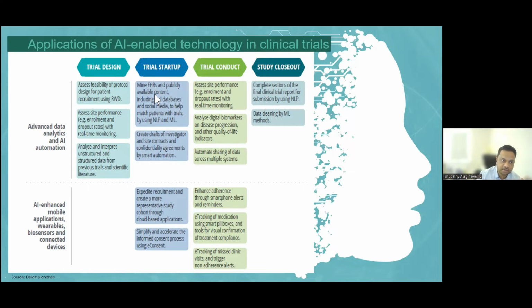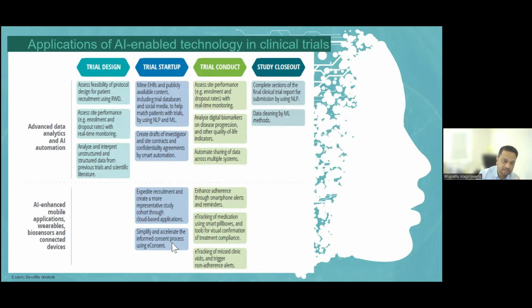For study startup, we can go into electronic health records and get the number of patients in a particular hospital or country. We can also get that from publicly available content or social media, to know how many patients we can recruit or what the geographical ethnicity is for patient recruitment in the study. It helps with site contract preparation or models using smart automation, and also using wearables or mobile applications via sensors for recruitment, patient reminders, or the e-consent process.